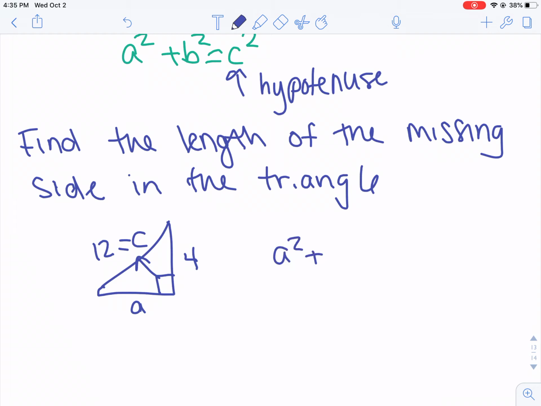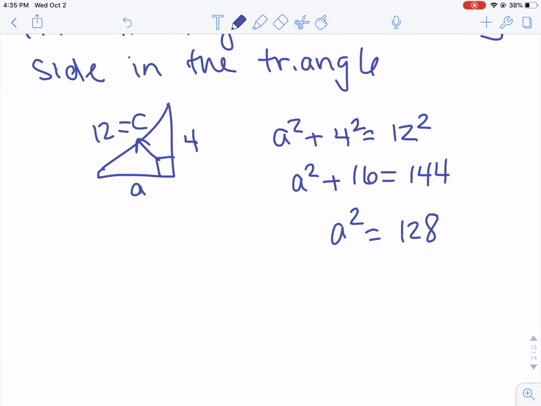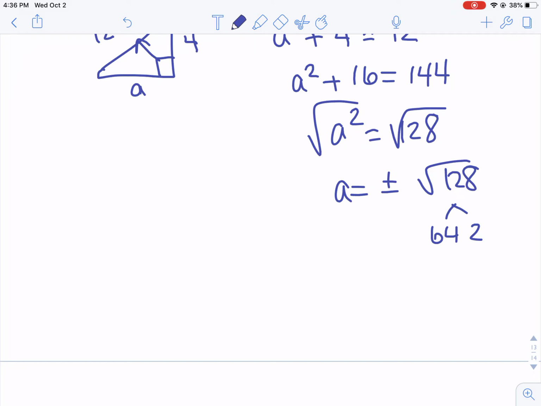So I can do a squared plus 4 squared equals 12 squared. So that's a squared plus 16 equals 144. Subtract 16 from both sides. So that gives me a squared equals 128. We can square root both sides. So I get a equals plus or minus the square root of 128. Well, the square root of 128 has 64 in it. 64 and 2. So a becomes plus or minus 8 square roots of 2.